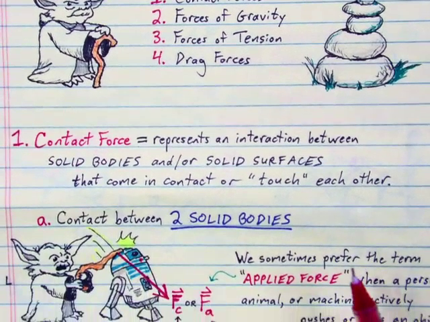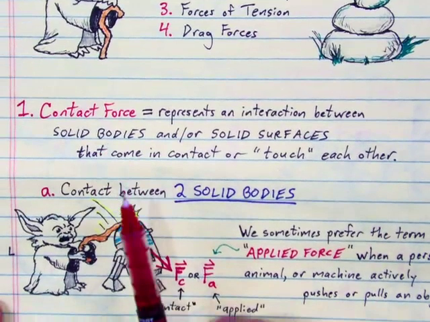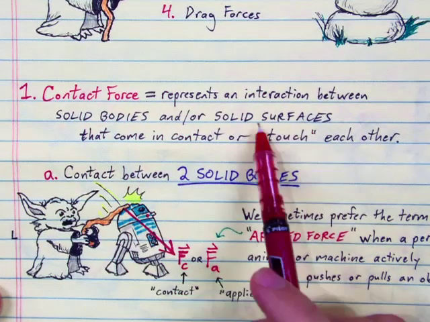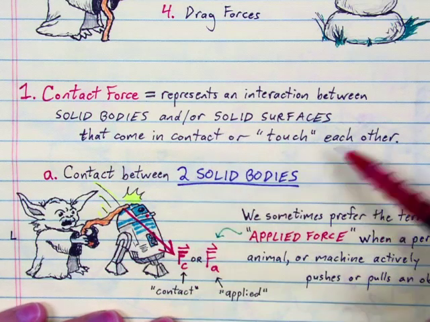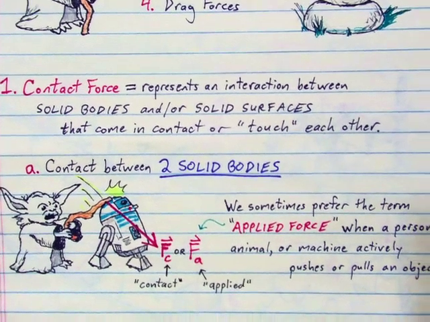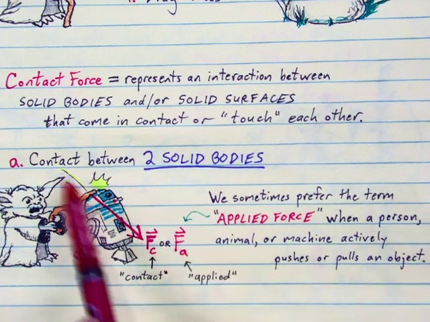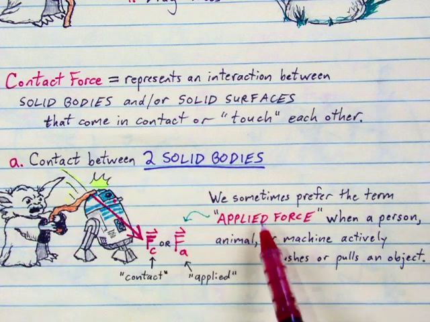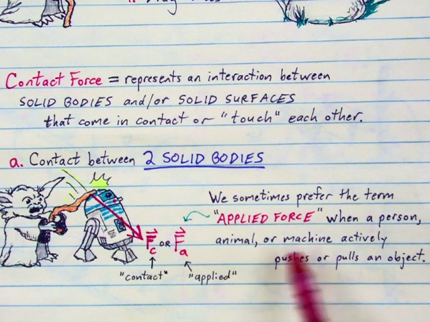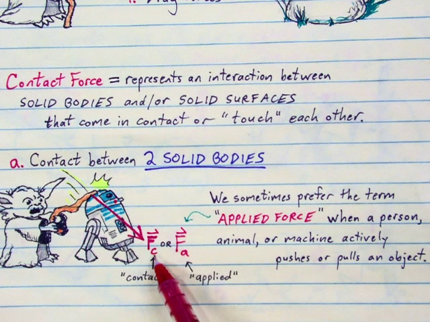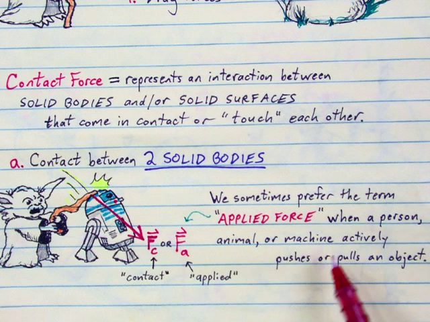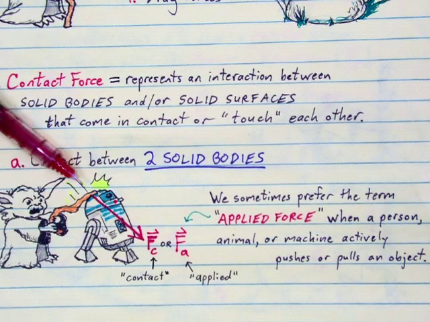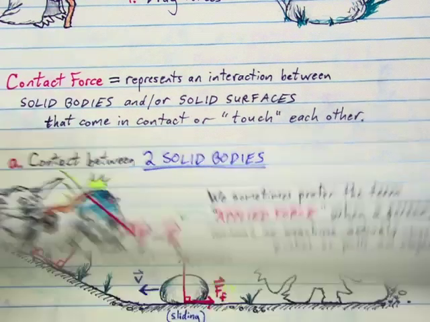This represents an interaction between solid bodies, or between two solid surfaces, when they come in contact with each other or touch each other. When two solid bodies come in contact, we sometimes prefer the term an applied force. So F sub C for a contact force, or often we'll say F sub A for an applied force. We call it an applied force most often when it's a person or an animal or a machine actively pushing or pulling on an object.